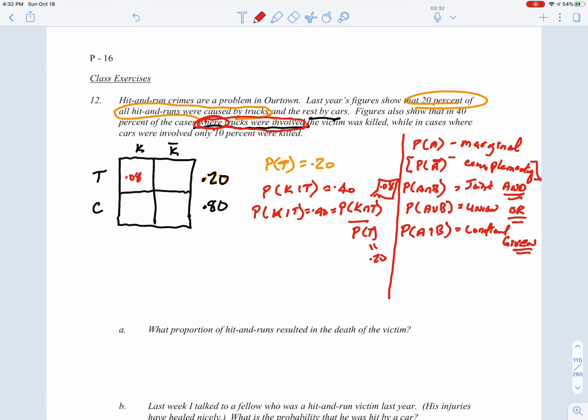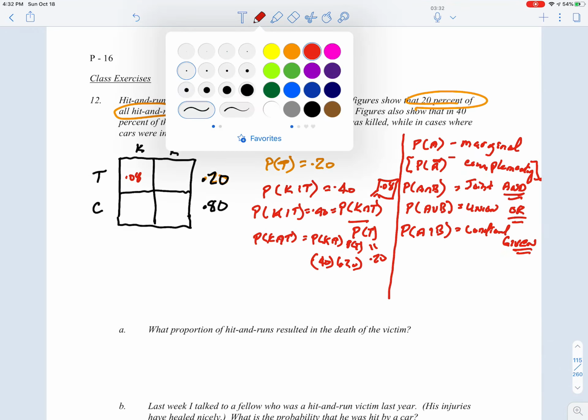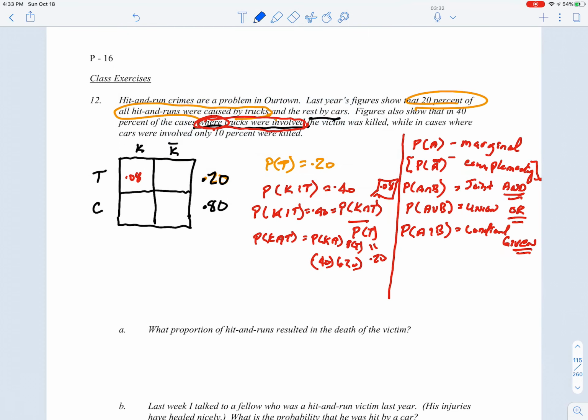And that goes in here, like that. I suppose if you want to use the symbols and so on, you could say the probability of k and t is equal to the probability of k given t times the probability of t. So it's going to be 40% of 20%, which is your 8%. All right, let's change colors now.